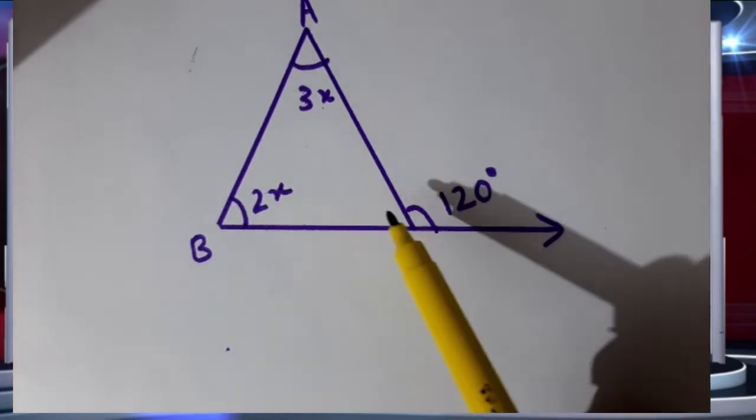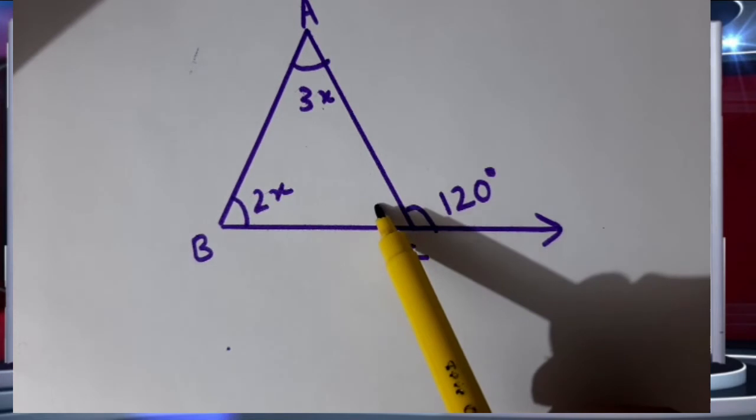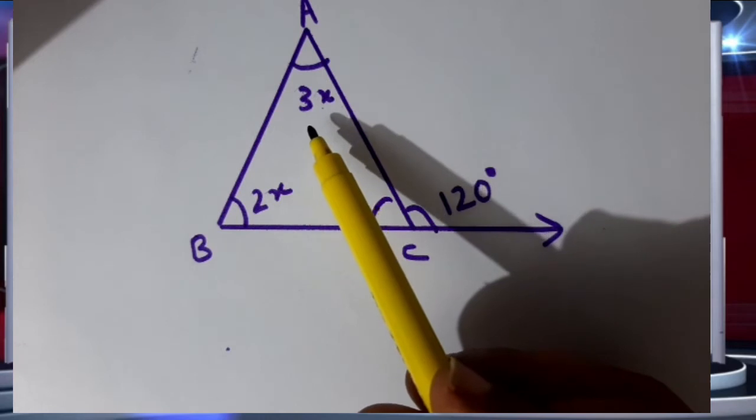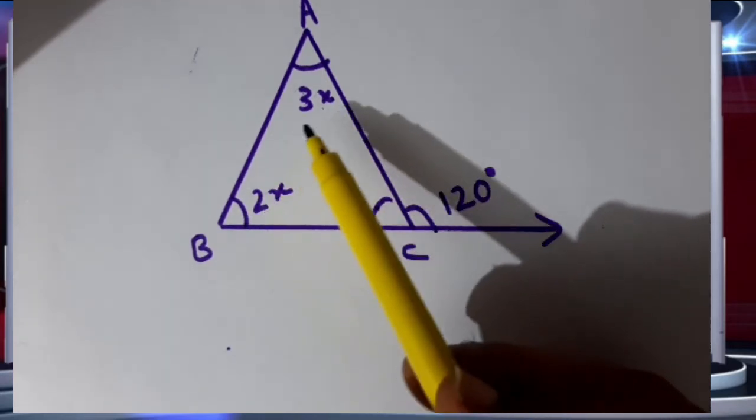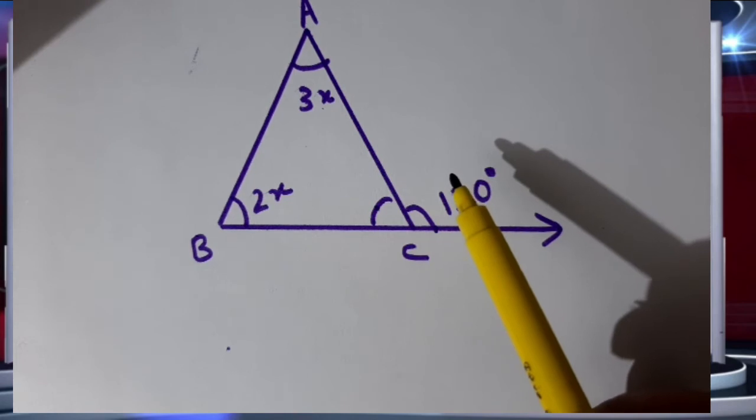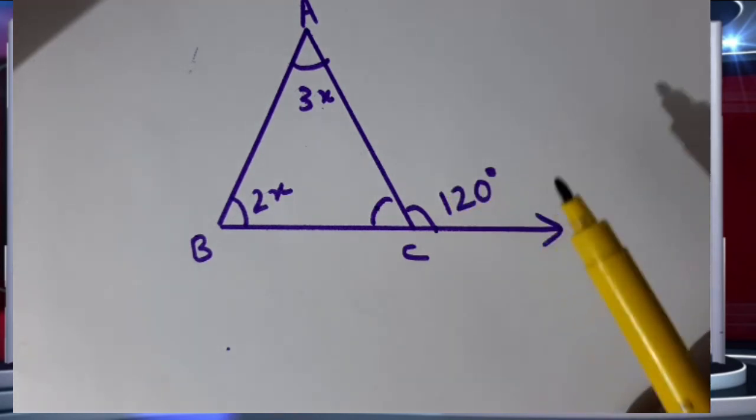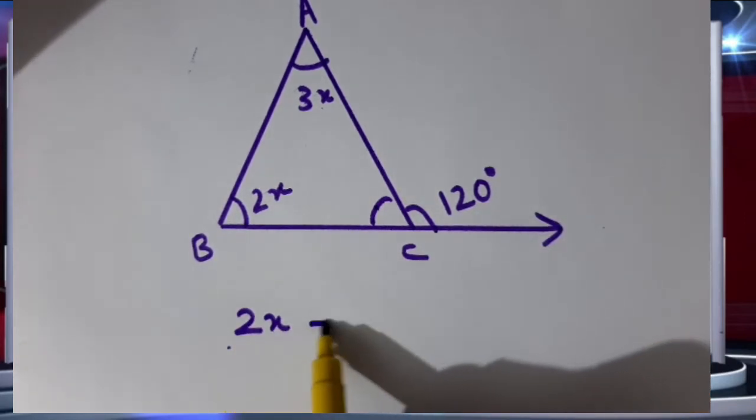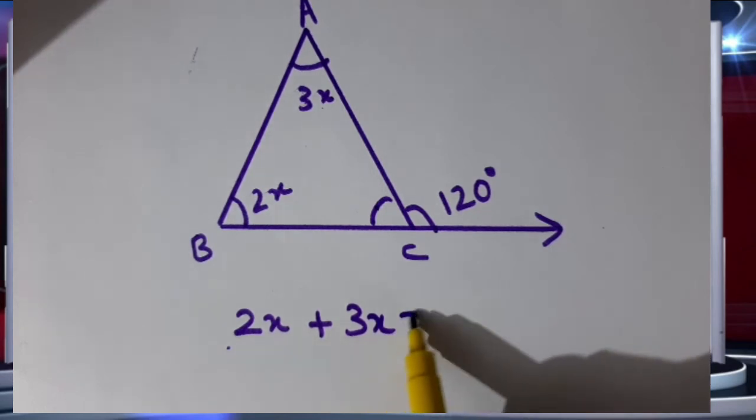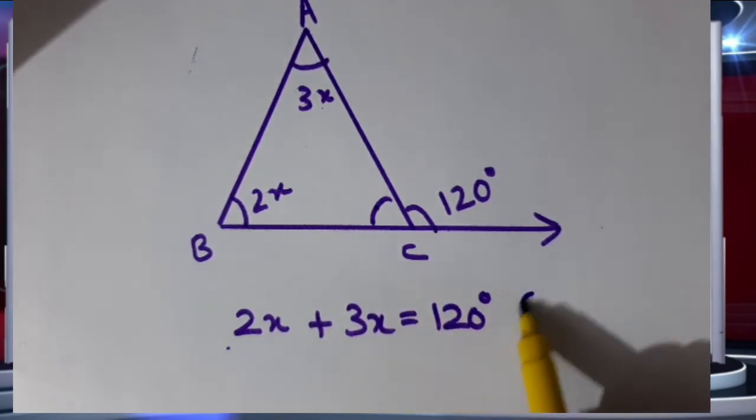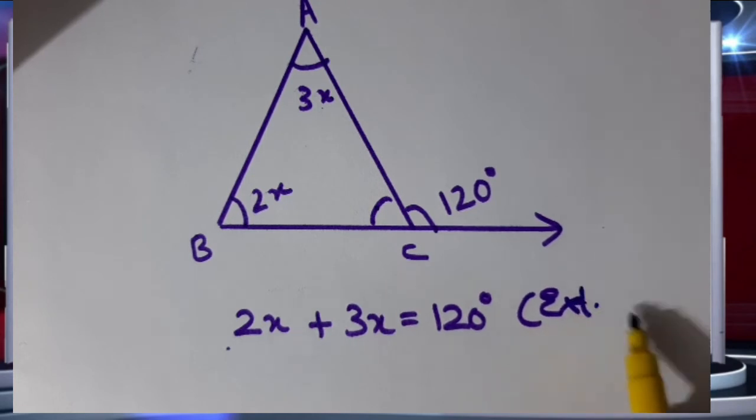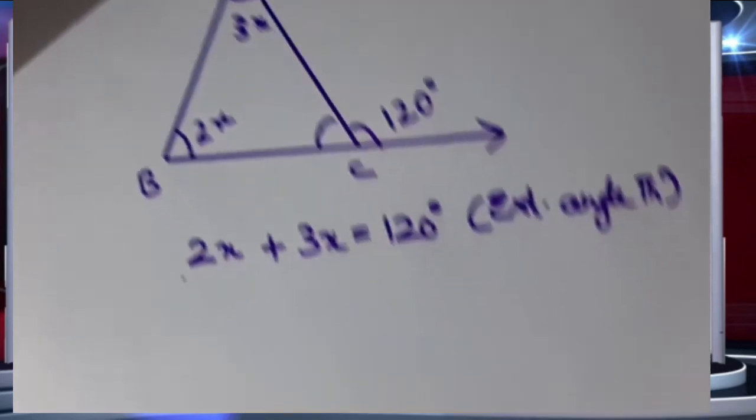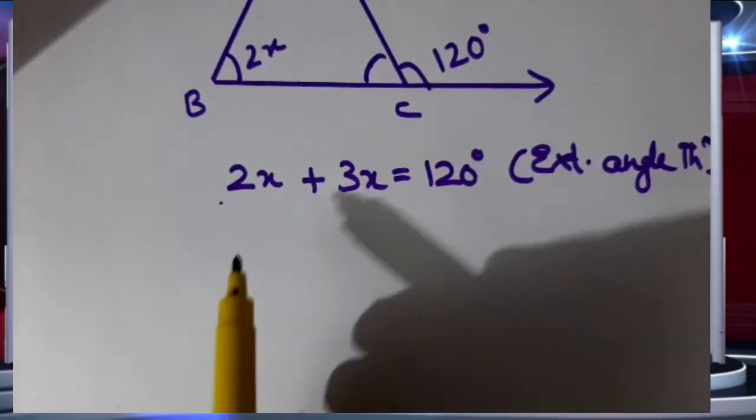Using the angle sum property, first you will find out the value of this angle. So 180 minus 120 is 60. Then by angle sum property you will add up all these three angles, that is 2x plus 3x plus 60 is equal to 180. Like this you can do, or you can use the exterior angle theorem. That is the shortcut method, that is 2x plus 3x is equal to 120. In the bracket you will write exterior angle theorem. Now 2x plus 3x is 5x. So 5x is equal to 120.